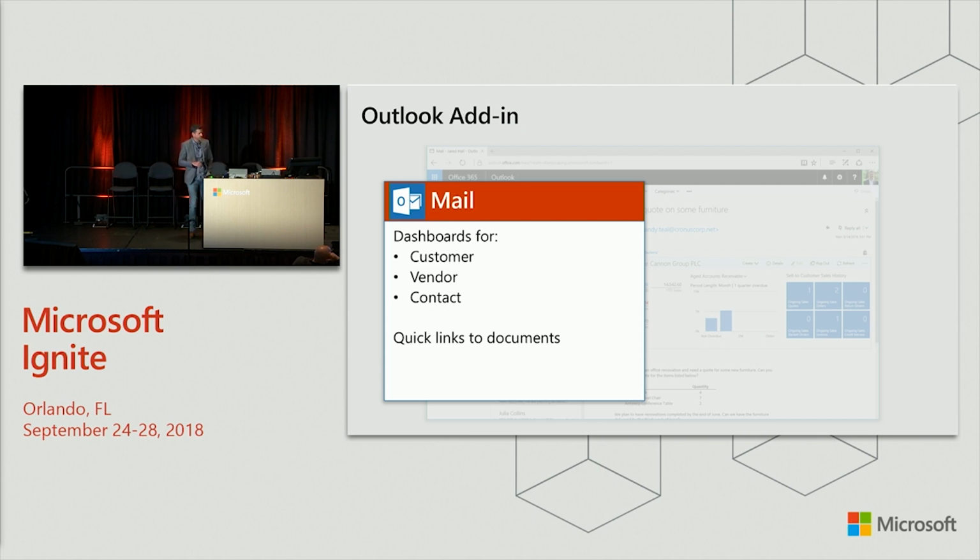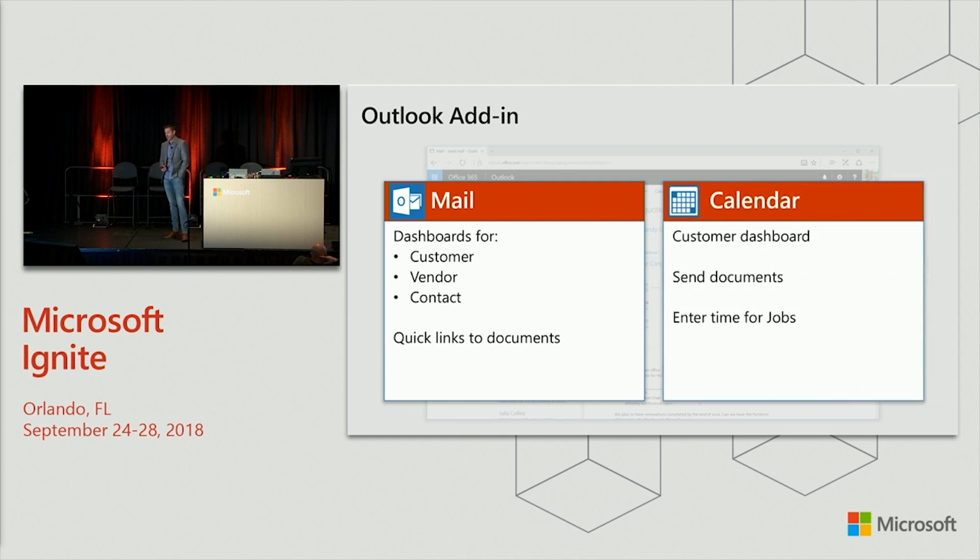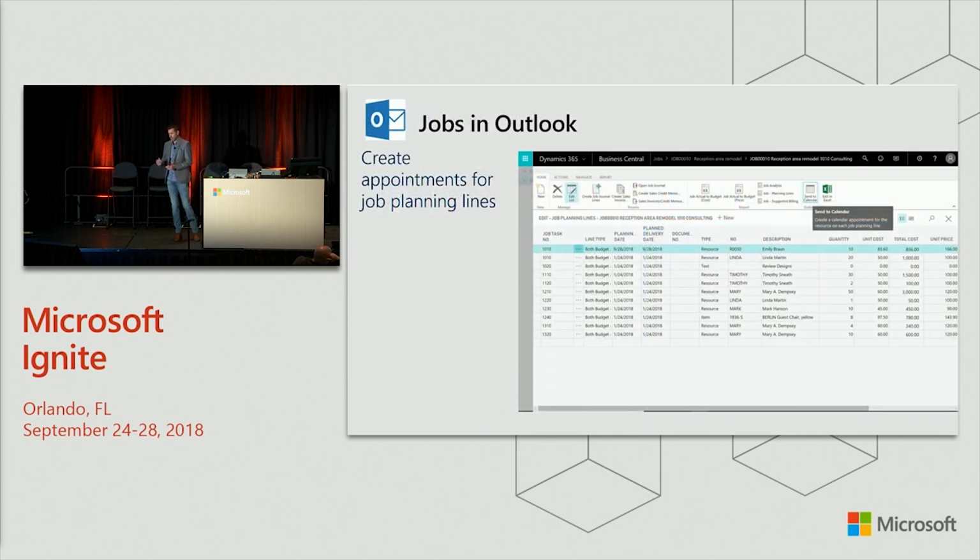So here are some of those things that I showed and what you can do with the Outlook add-in. You can look at customers, vendors, contacts, and the quick links to documents was that sales quote thing that I demoed. There's a few other things you can do with overall Outlook also. In the calendar, you can also look up customers. You can send documents, and you can enter time for jobs. There are job functions in Business Central, and you can enter time for those jobs in your calendar. So it's basically, well, actually, I'll show it in a little bit right now.